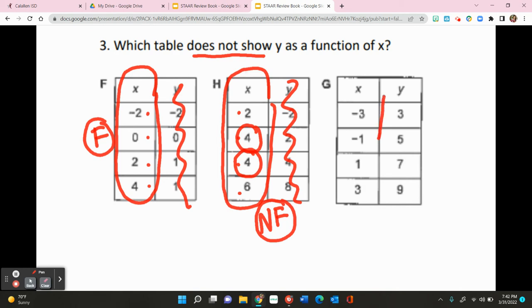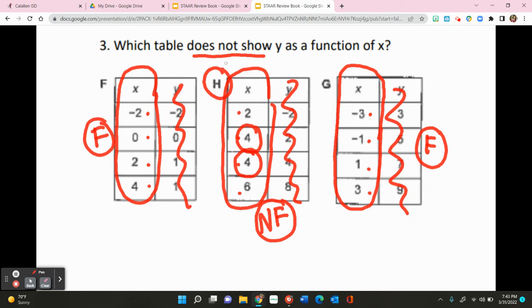Lastly, let's check G. Again, only looking at our x values. We do not care about our y values. So looking at our x values, we have -3, -1, 1, and 3. Now, some people might think that because I have -1 and +1 and -3 and +3, that this is not a function. But these are completely different numbers. -1 and +1 are not the same number. So here, since all of my x values are different, this is a function. So the only one that does not show y as a function of x is going to be H.